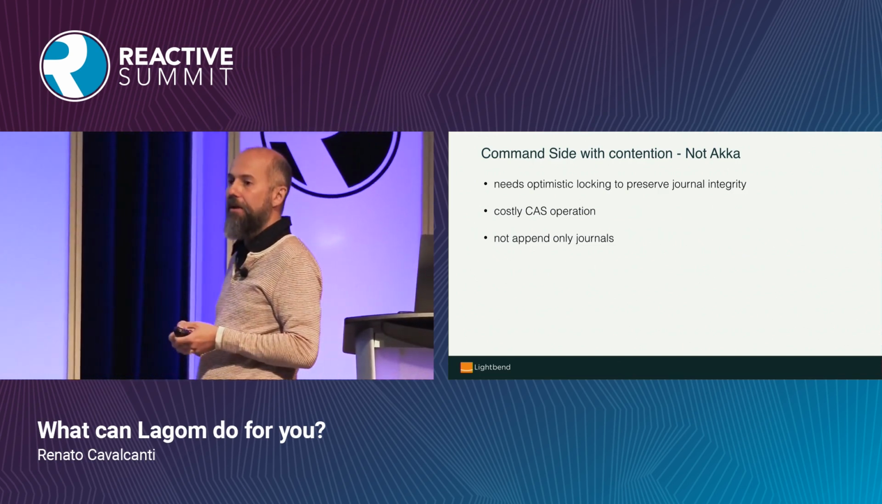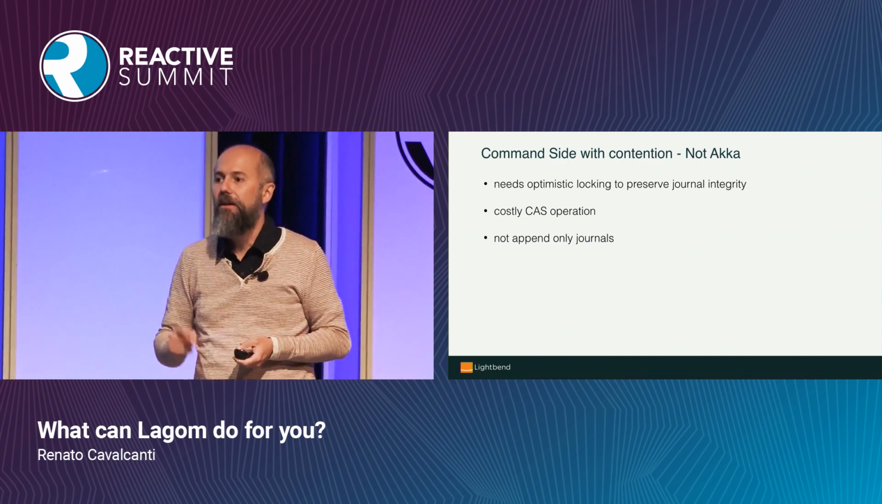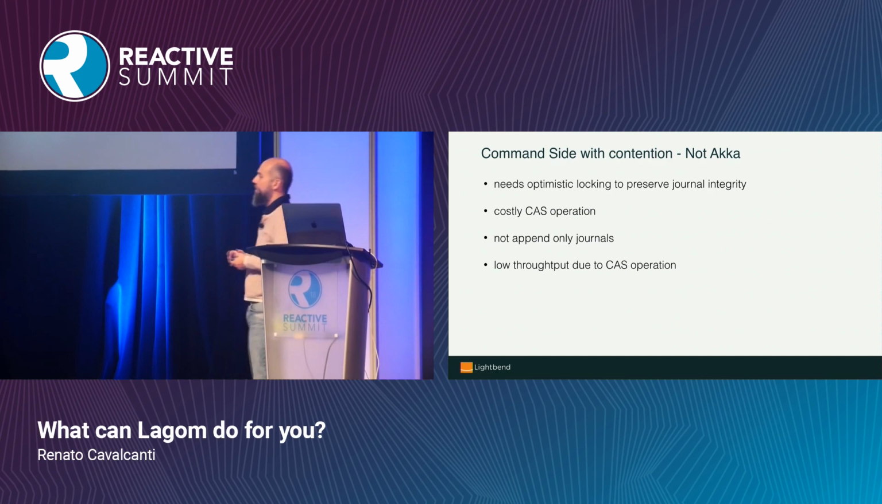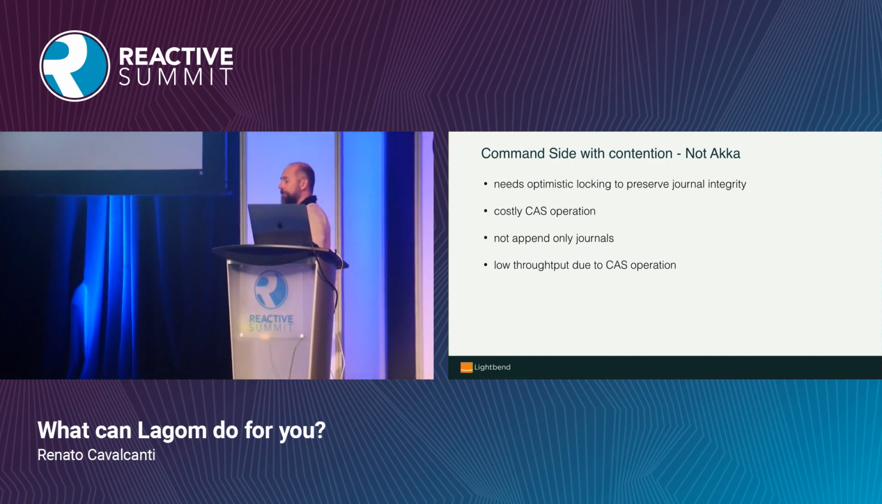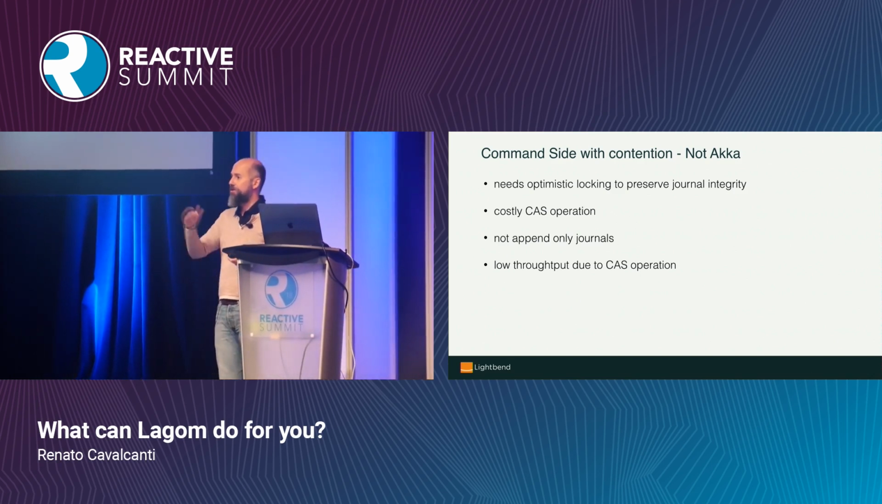So it's not really append-only journals. You are appending, but you are first reading before you can append. And you have to do that in one transaction. And that gives us very low throughput. Not to mention that very often people have to reload the model each time that there is an incoming command.